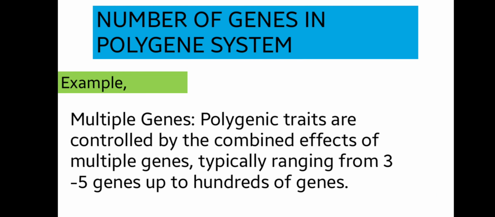An example of this is the number of genes in a polygenic system. Polygenic traits are controlled by the combined effects of multiple genes, typically ranging from 3 to 5 genes up to hundreds of genes.